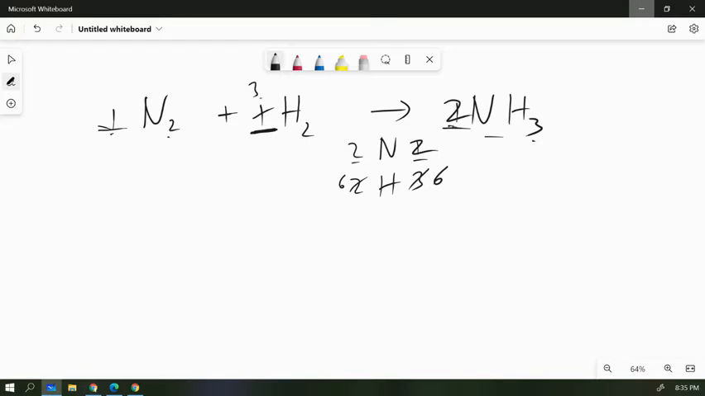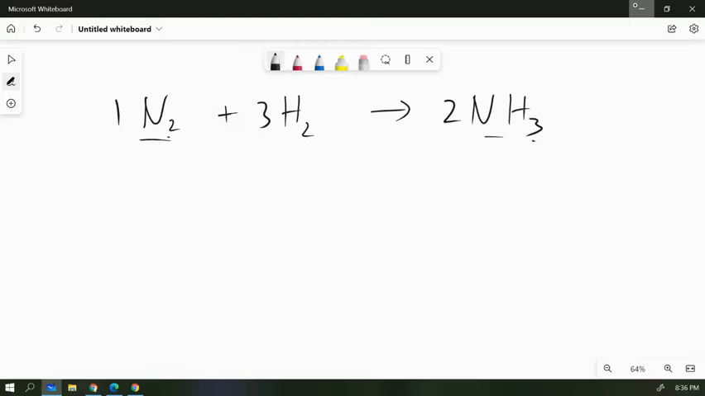Let me clean this up a little bit. So let's put a 1 there, a 3 here, and a 2 here, just to clean it up. Now we have our balanced reaction. That's always the first step. Step 2 is we need to draw the Lewis structures for all of these substances. So we have 3 different substances: nitrogen gas, hydrogen gas, and ammonia. And we need to draw the Lewis structure for each one.